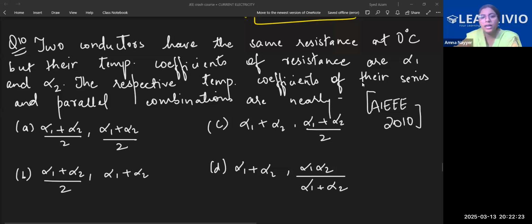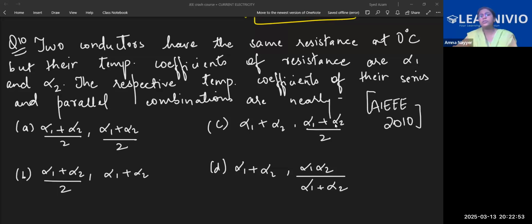This says two conductors have the same resistance at 0 degrees Celsius, but their temperature coefficients of resistances are alpha 1 and alpha 2. The respective temperature coefficients of their series and parallel combinations are nearly. So see, this is a question from your AIEEE, 2010. That time JEE was also not there. But this question has been repeating itself. This question is a very, very common and a favorite question.